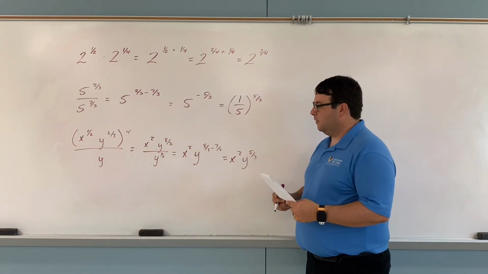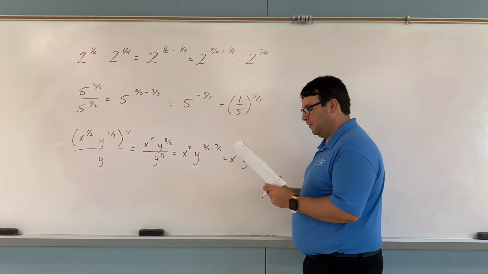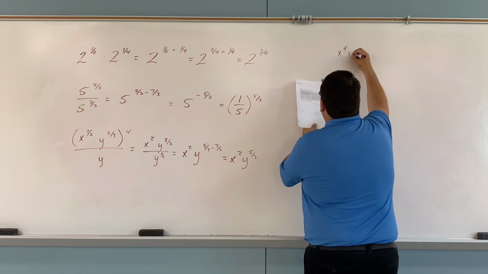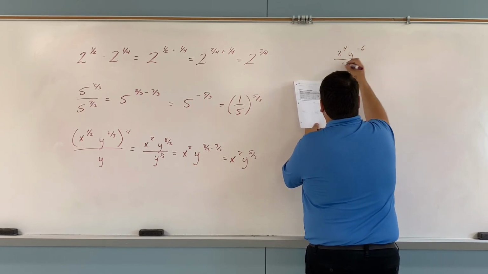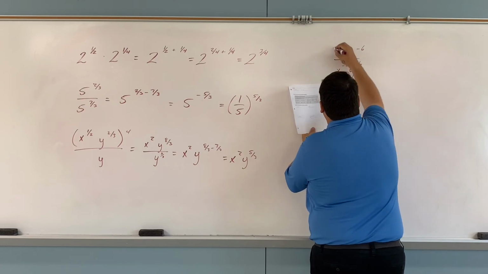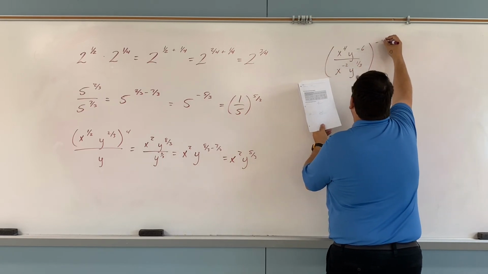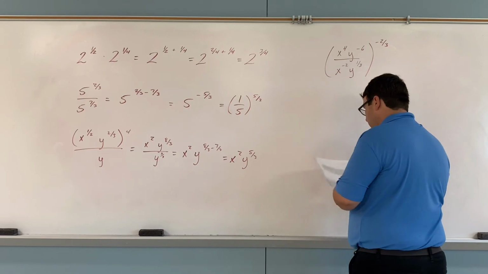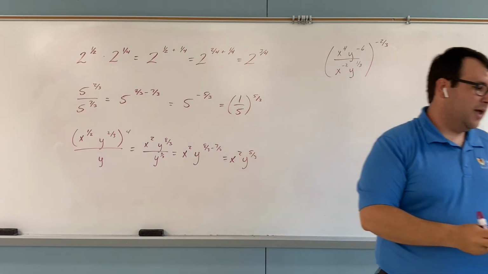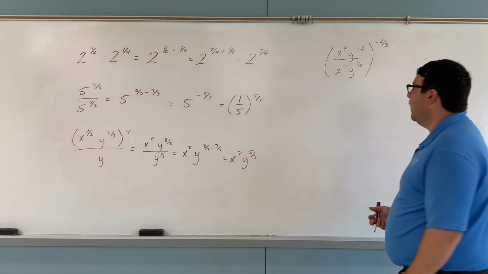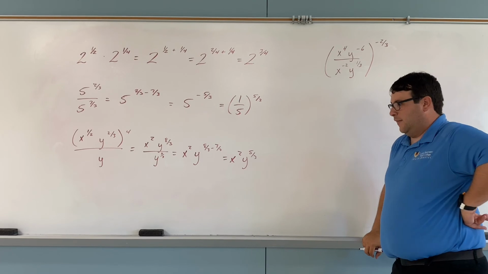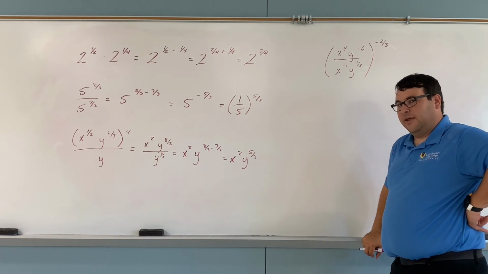All right, let's try this next one. This next one is beautiful. So I have x to the 4th, y to the negative 6th, all divided by x to the negative 2nd, y to the 1/3, all of that raised to the negative 2/3 power. And you might be wondering, why are you so cruel, Dr. Martin? It's easy, because I can be.